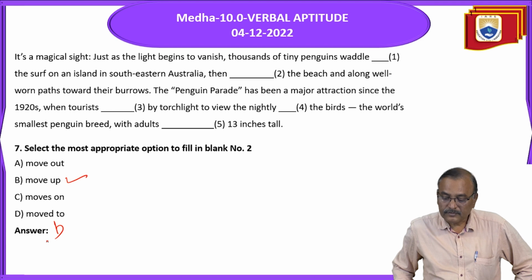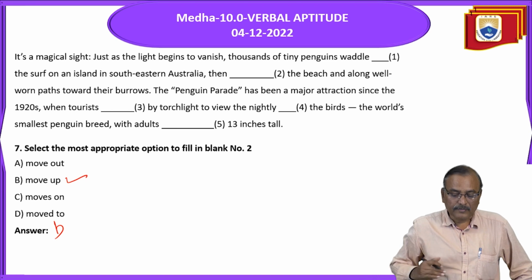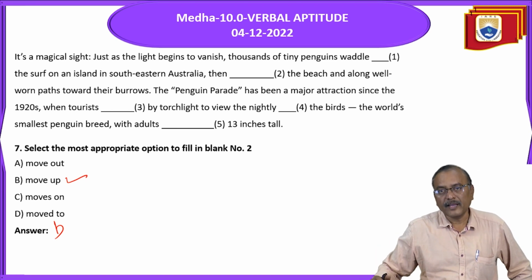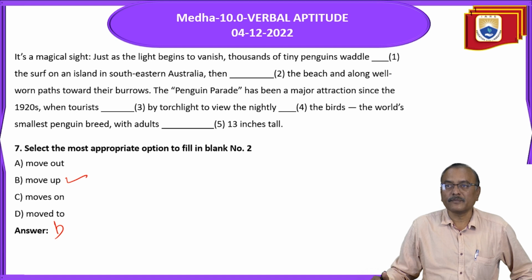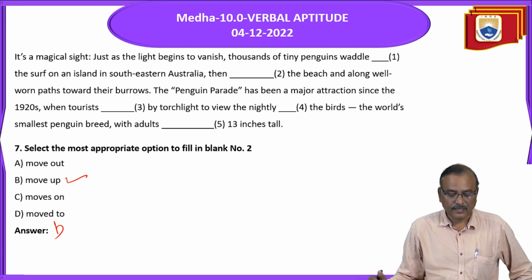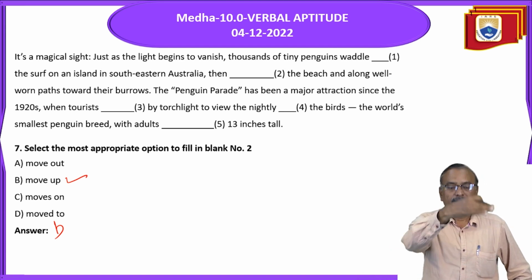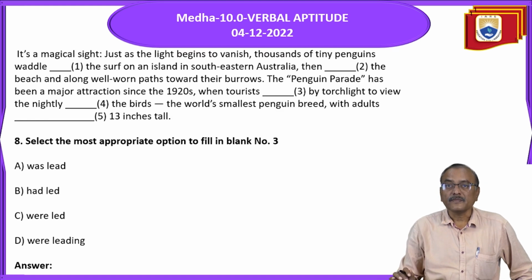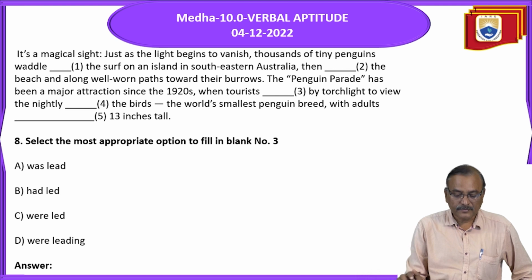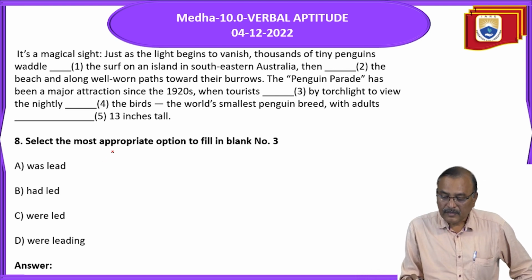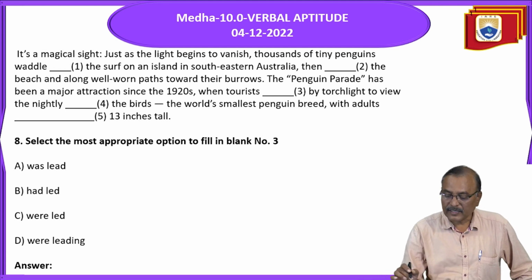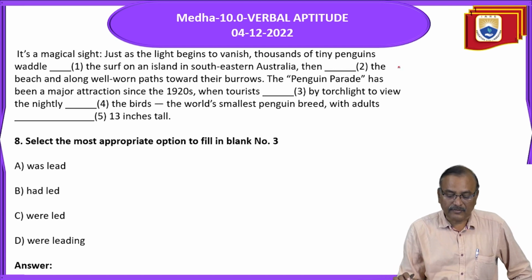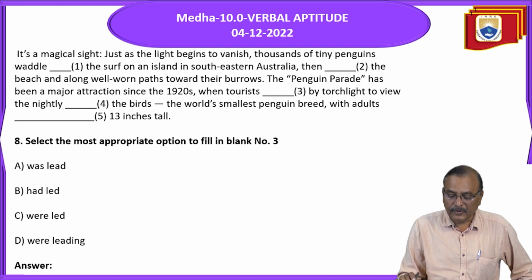Okay. Move up the beach and along well-worn paths. Up the beach means ahead, move ahead. That is the meaning. Then move up the beach. Okay. Not on the beach. First waddle out and move up means ahead. That is the meaning. Next, see the next option. Then move up the beach and along well-worn paths towards their burrows.